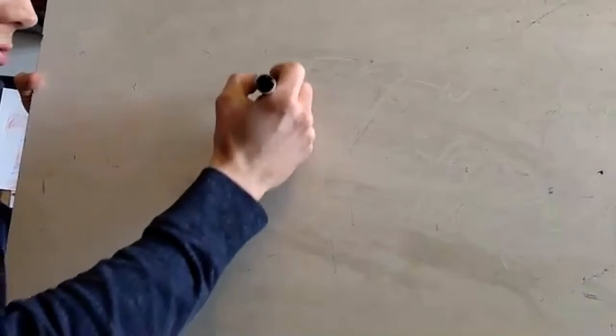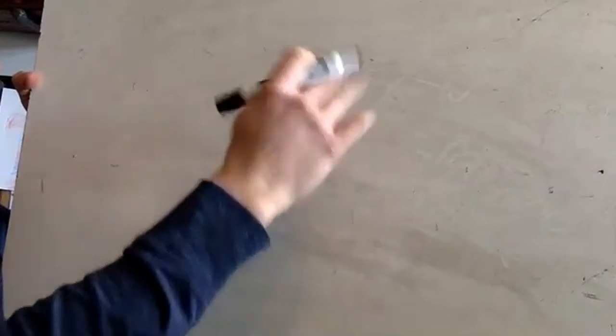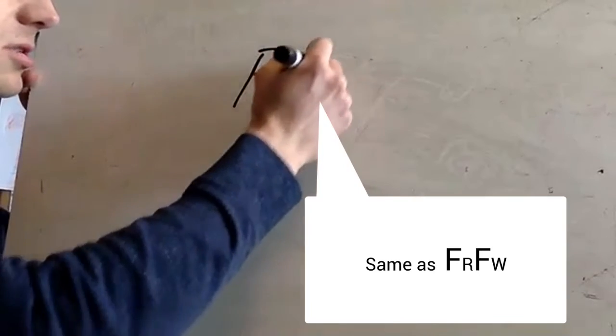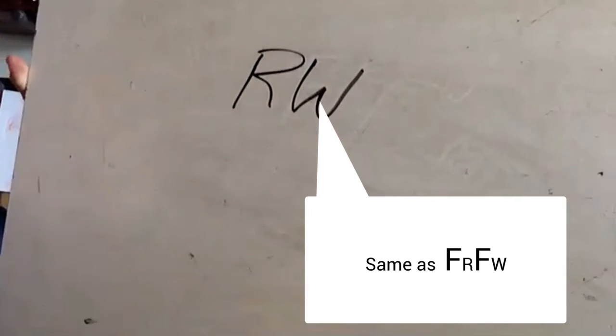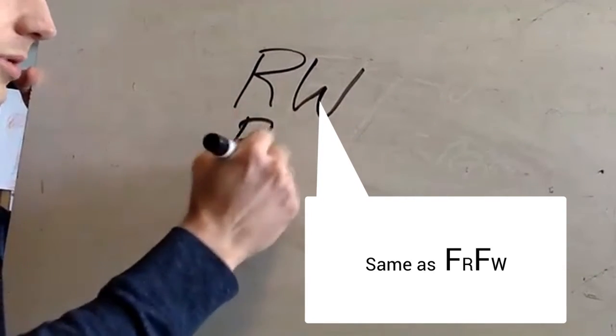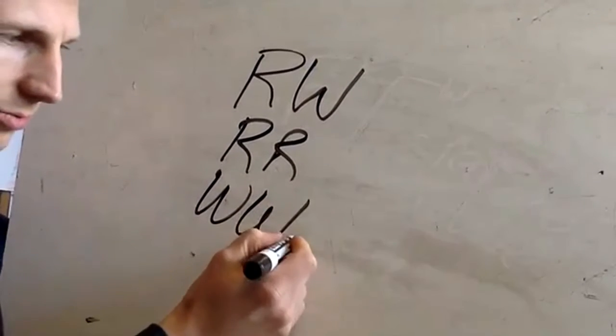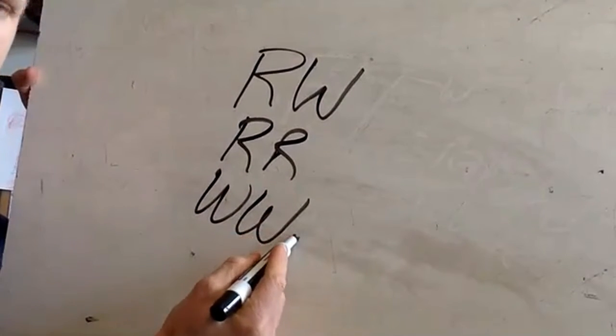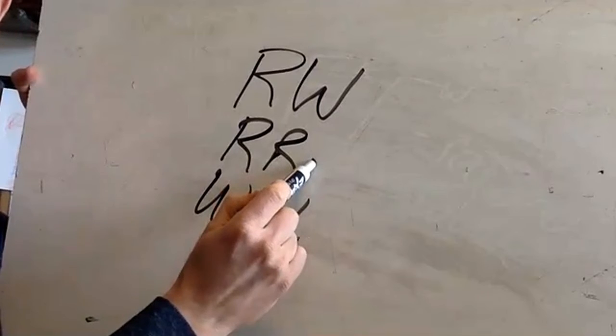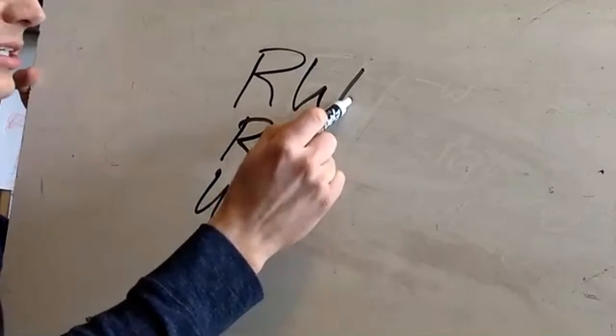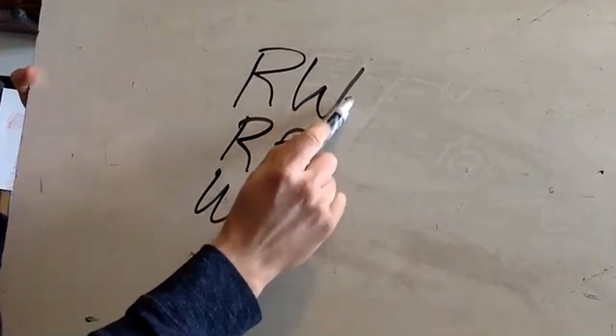The other way to do the alleles is, if you want to, you could just skip the whole F thing and you could just do R and W. So it is also acceptable to do RW, or big R big R, or big W big W. Again, this one would be white. This one would be red. This one would be red and white at the same time.